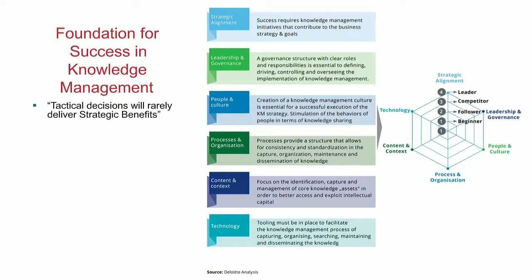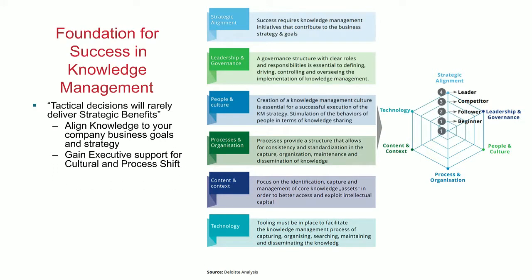The first is that tactical decisions will rarely yield strategic benefits. We do have companies that are using knowledge for very small projects within their organizations. We also have organizations that are using knowledge enterprise-wide. But regardless of how you use it, it should align very succinctly to the top-end strategic goals of your company. How does it contribute to the objectives and the company business goals and strategy when you look at positioning knowledge? If you don't have executive support, if you don't have the buy-in for the cultural and process change, people will fall back to what they're used to doing. So again, between the top box in this particular picture and the bottom box, you'll see the things that are necessary in order for you to be successful.